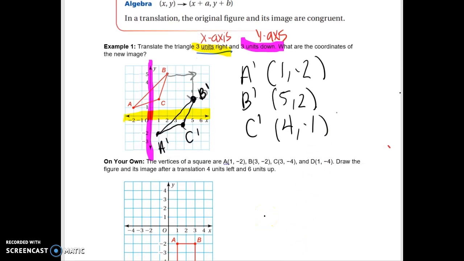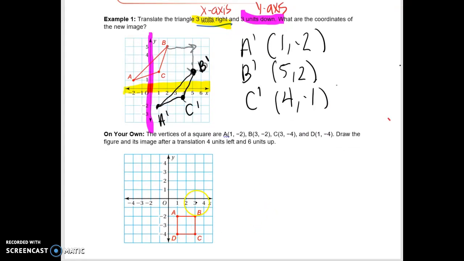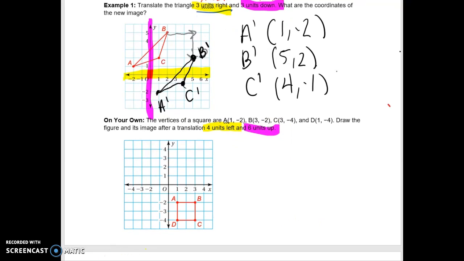Go ahead and try this next image. The image already is drawn for you. You're moving 4 units to the left and 6 units up. So remember, left and right is your x, and then up and down is your y-axis. We'll go ahead and try these, and we'll correct them tomorrow in class.